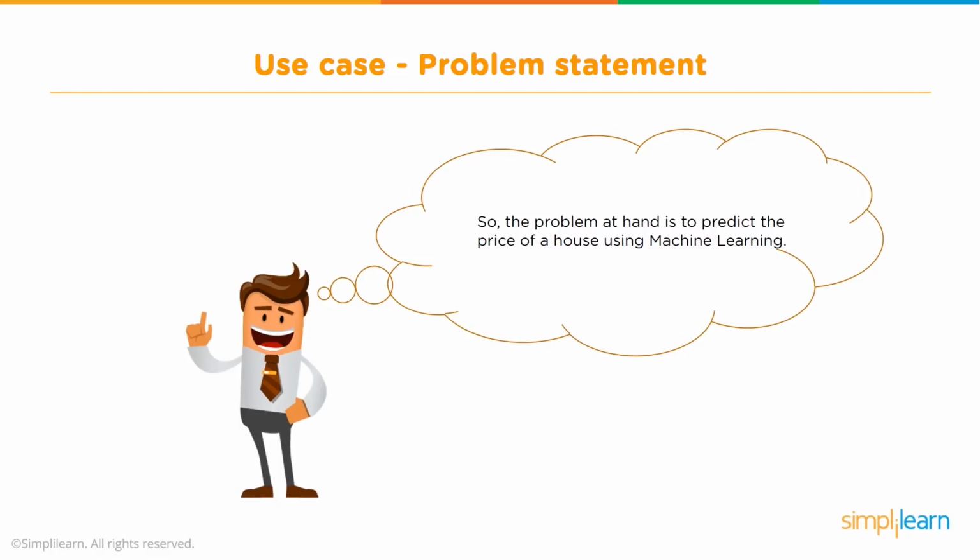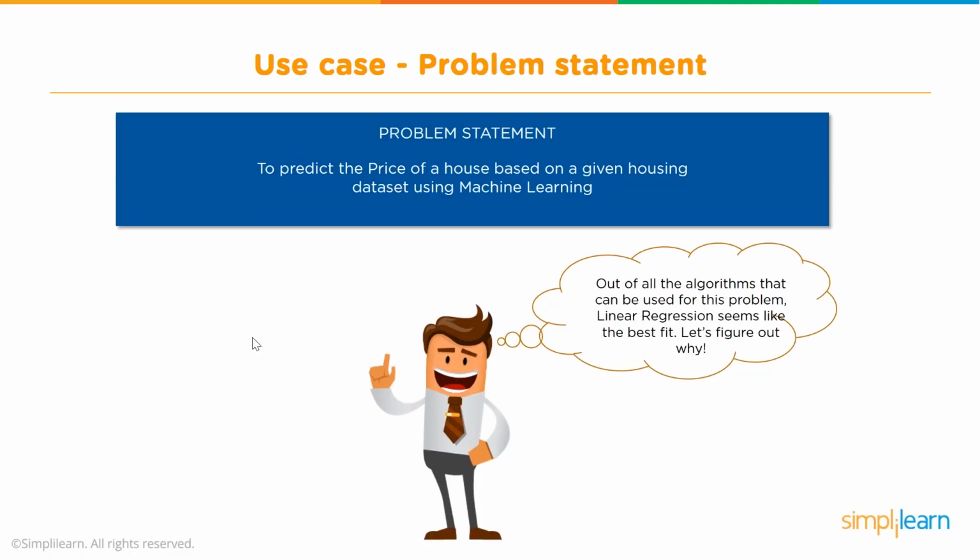So our problem statement is to predict the price of a house using machine learning that will be implemented in Python. Now the first job at hand is to figure out which algorithm to use here. We will be using linear regression for this problem. As I mentioned before, linear regression is a kind of supervised learning. Let's have a look at the reason why we are choosing linear regression over all the other algorithms.